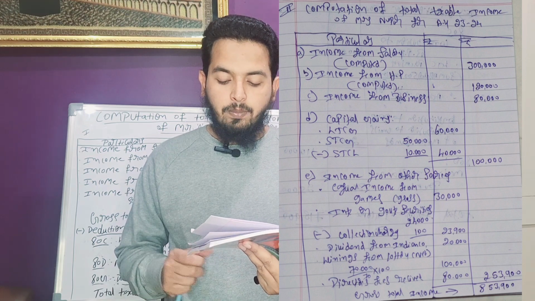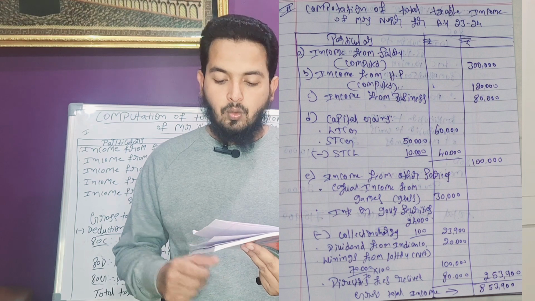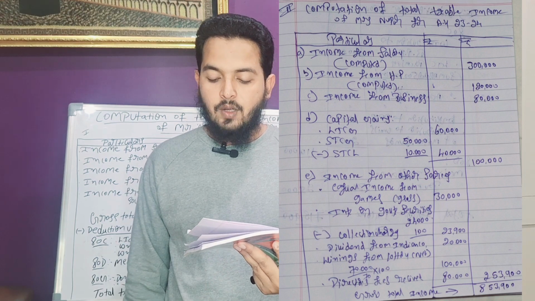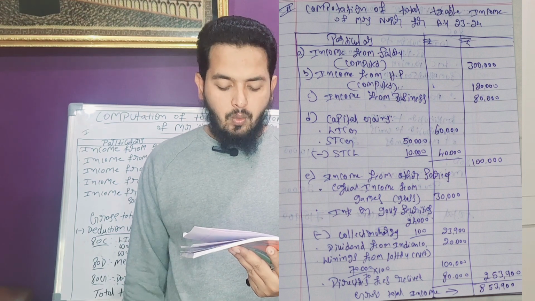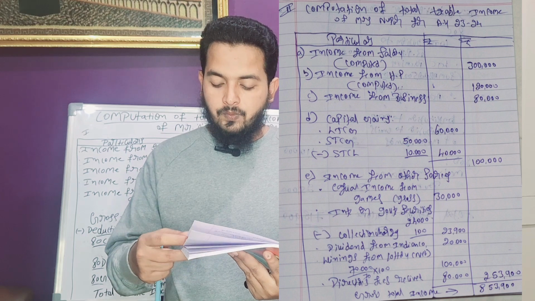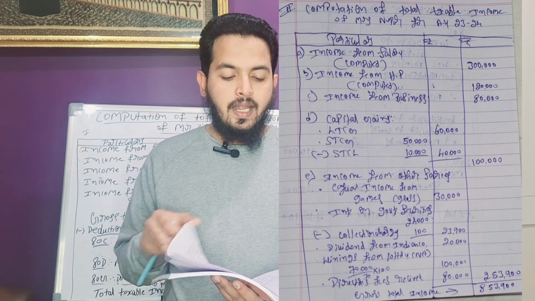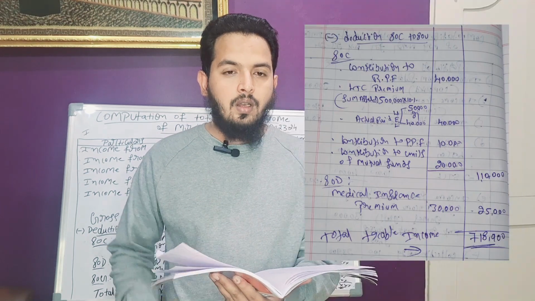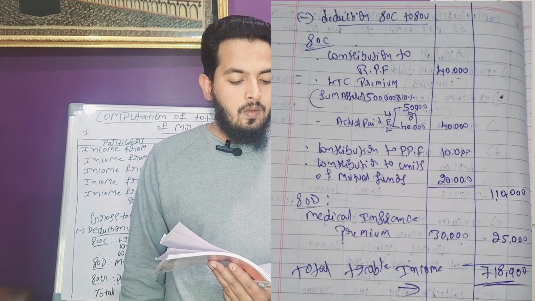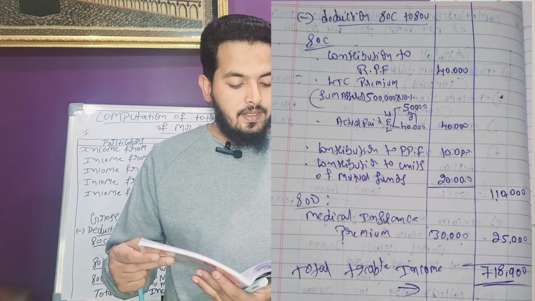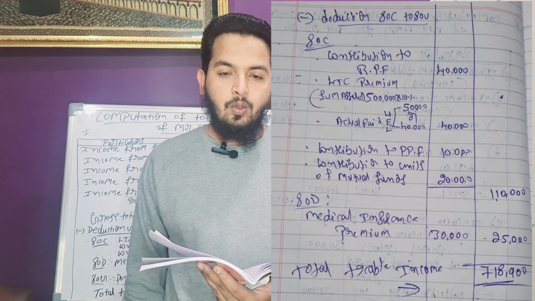Director fees received rupees 80,000. Make the total, take this to the second column, 2,53,900. This is known as gross total income, 8,53,900. Now, next page, minus deduction under section 80C to 80U.